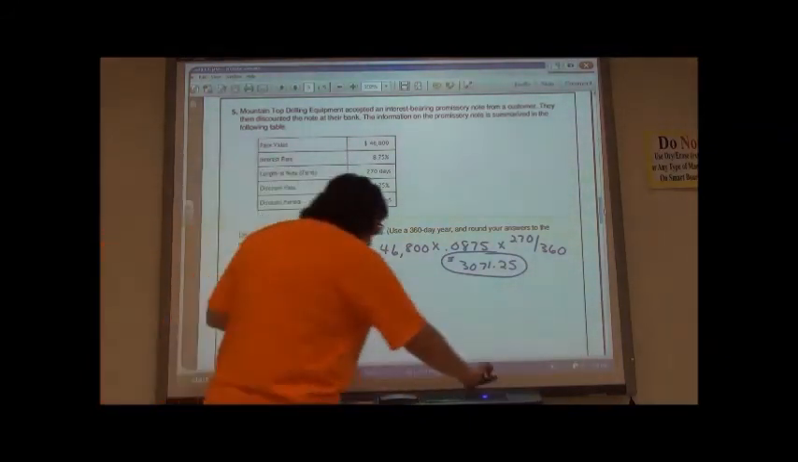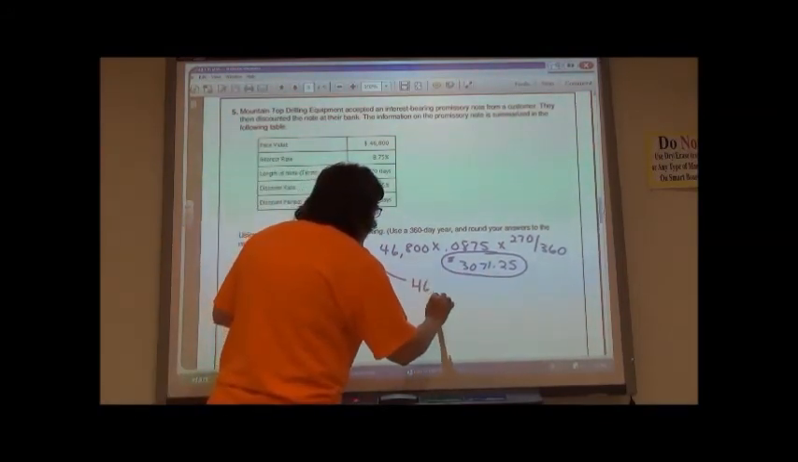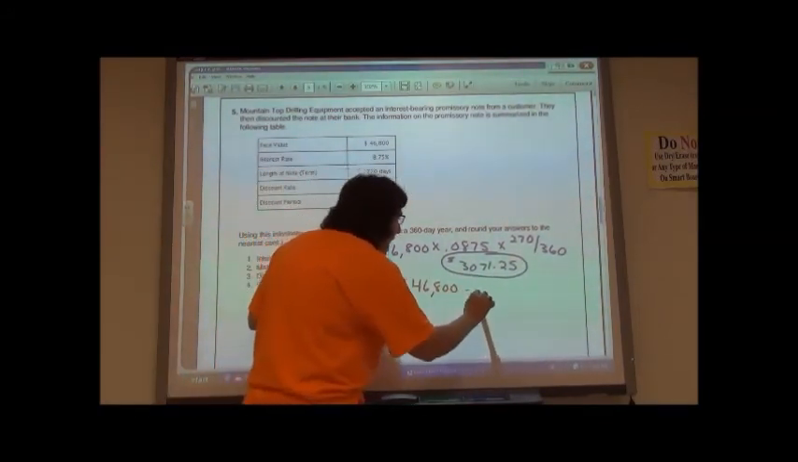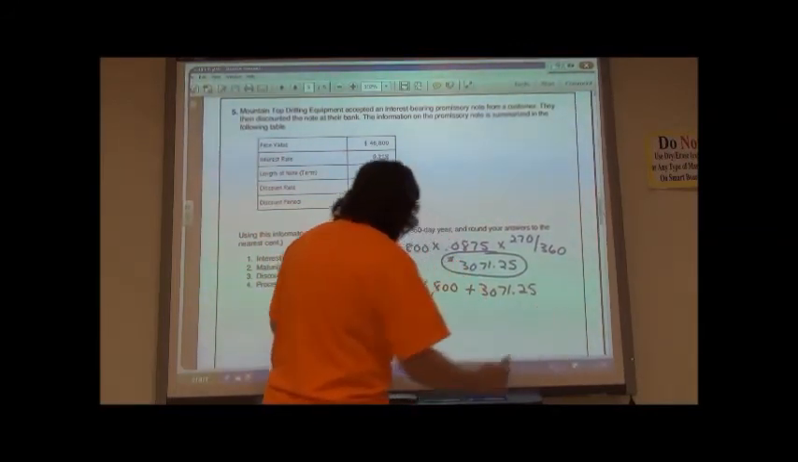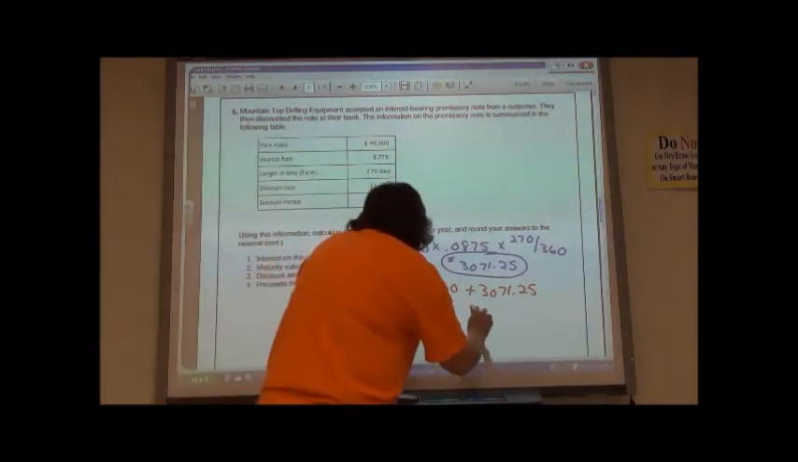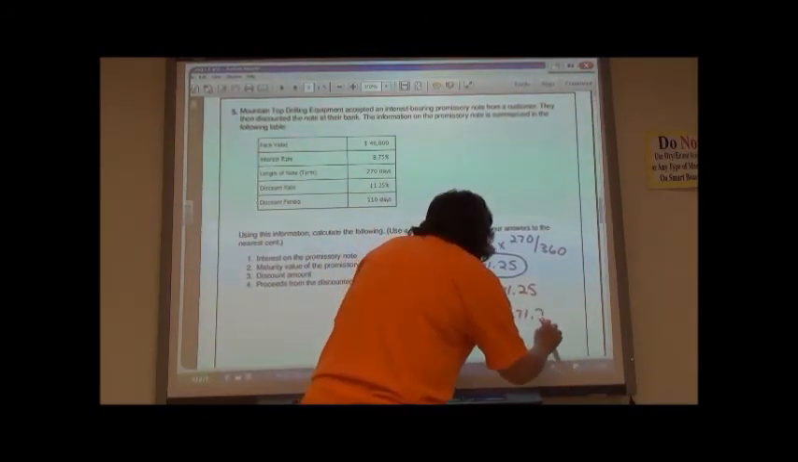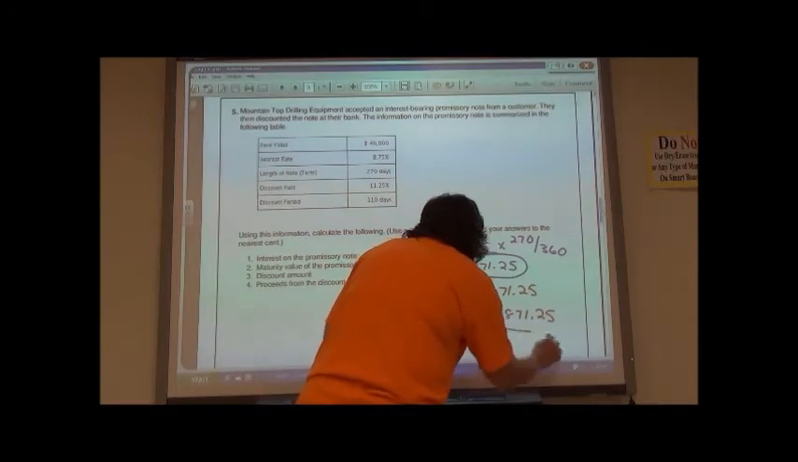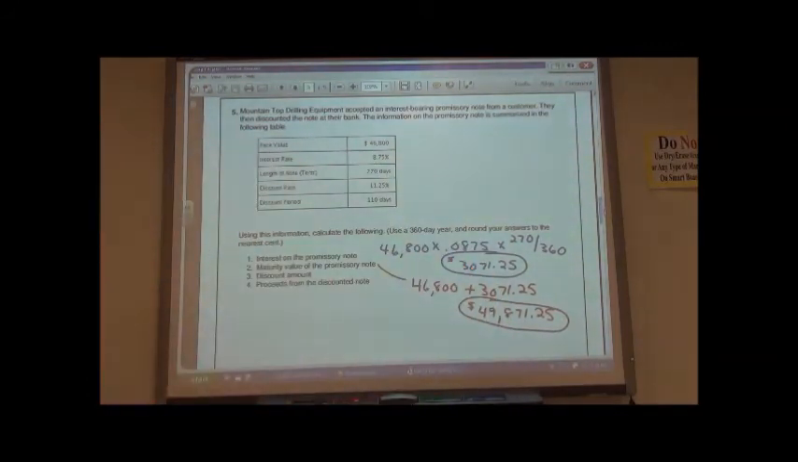The maturity value of my promissory note then, I'm going to take the $46,800, adding the interest, $3,071.25. So adding those two together, I now have $49,871.25, which would be the maturity value of my promissory note.